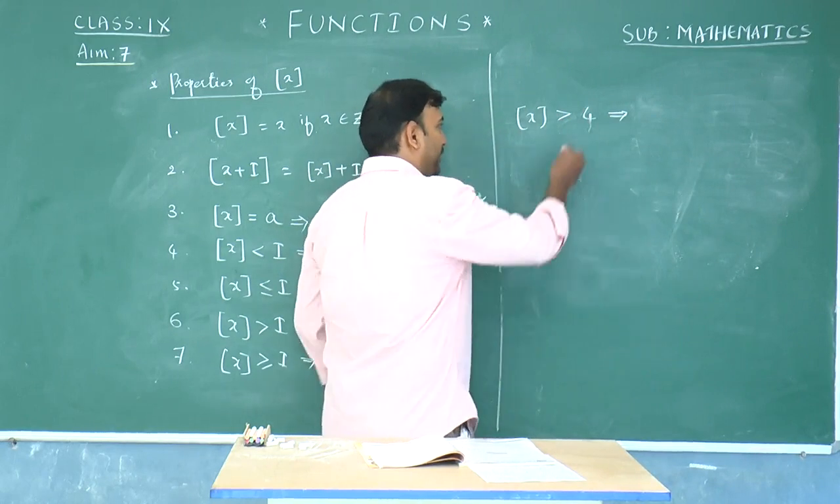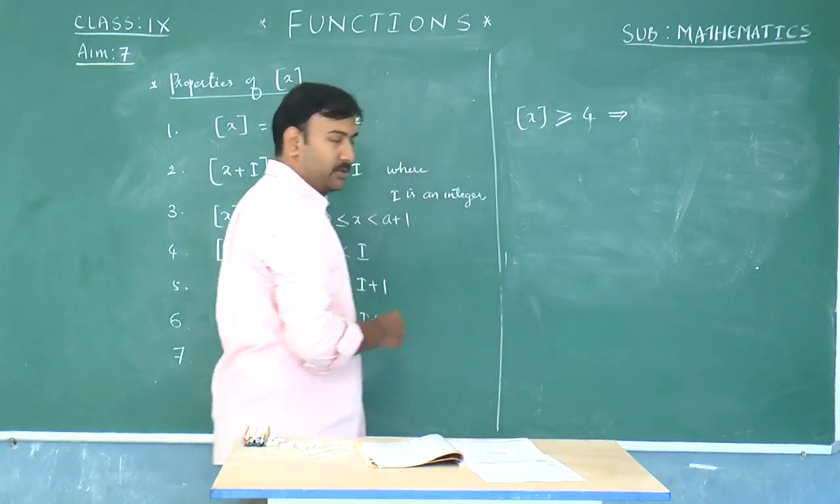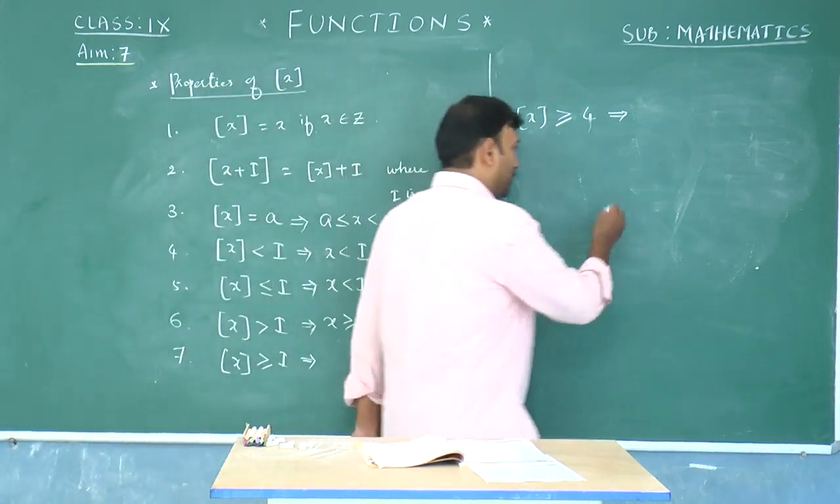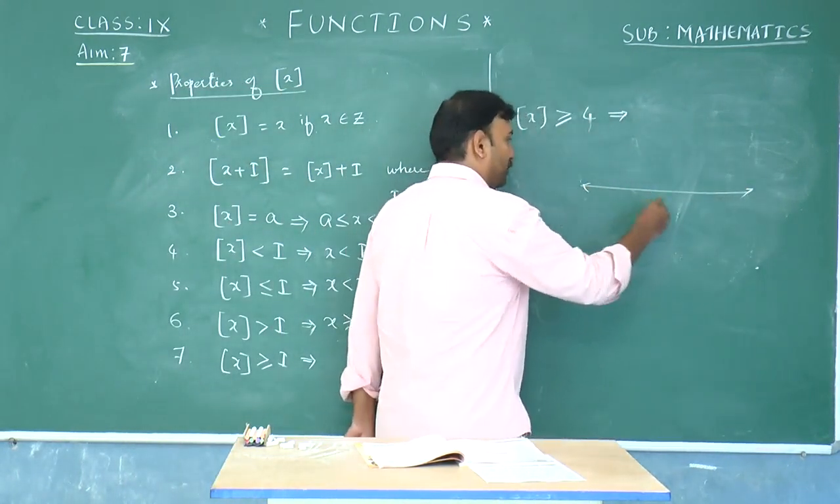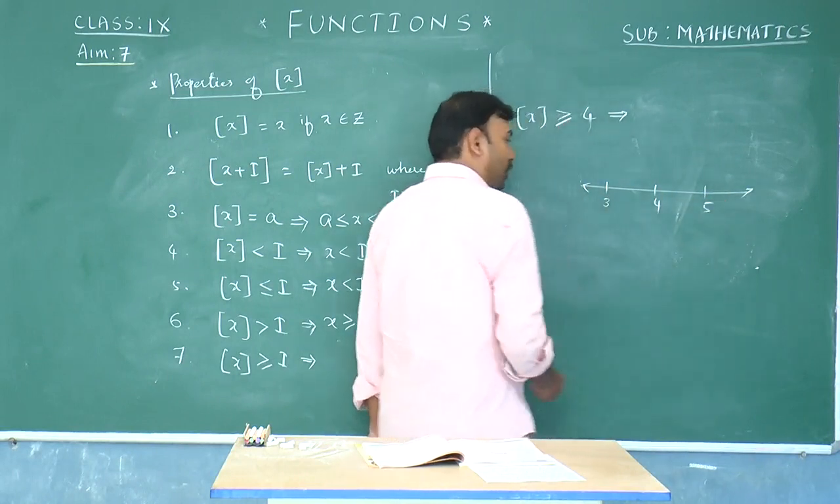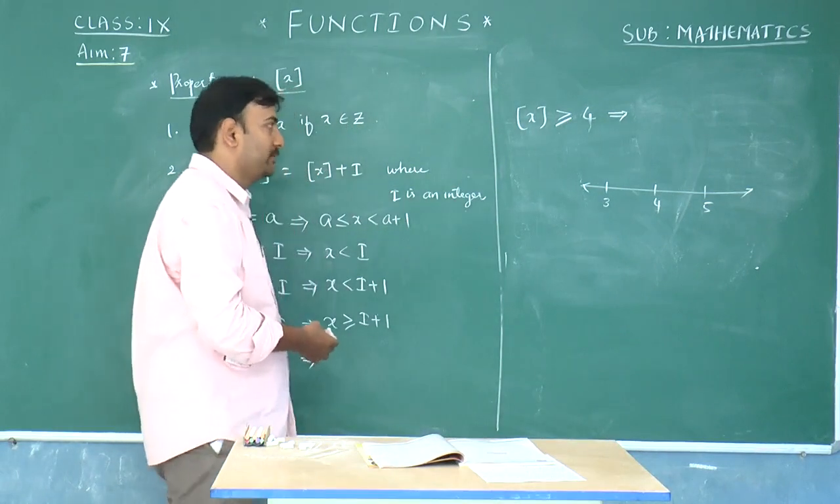If I take step x greater than or equal to 4, what is going to be the solution for such kind of an inequation? So what we do is we draw the number line again. We'll mark the number 4 and also mark number 3 and number 5, one integer above 4 and one integer less than 4.